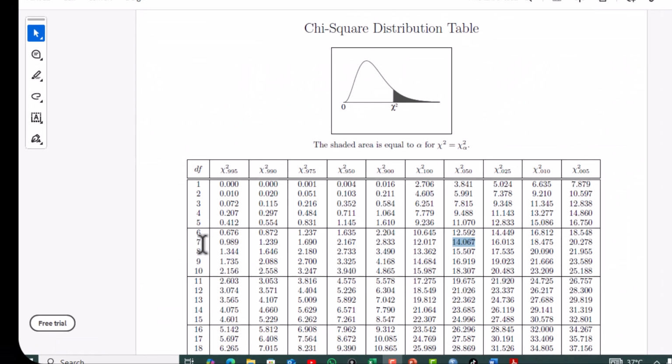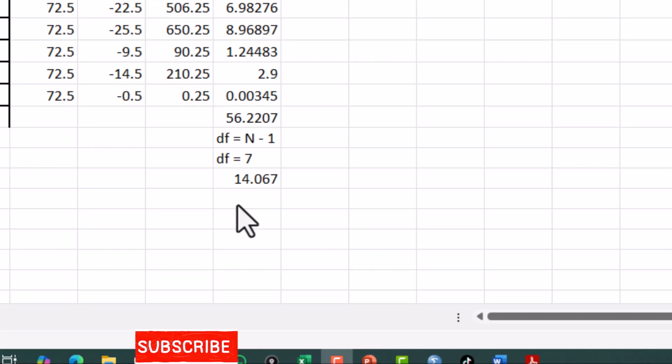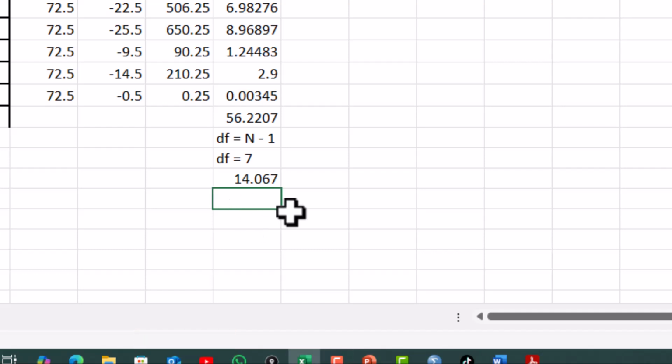Now this is our chi-square distribution table. We check the degree of freedom 7. Since we are testing our hypothesis at 0.05 level, we can trace it up to the 0.05 level. Our degree of freedom 7 is 14.067. So our chi-square tabulated from the critical table is 14.067.